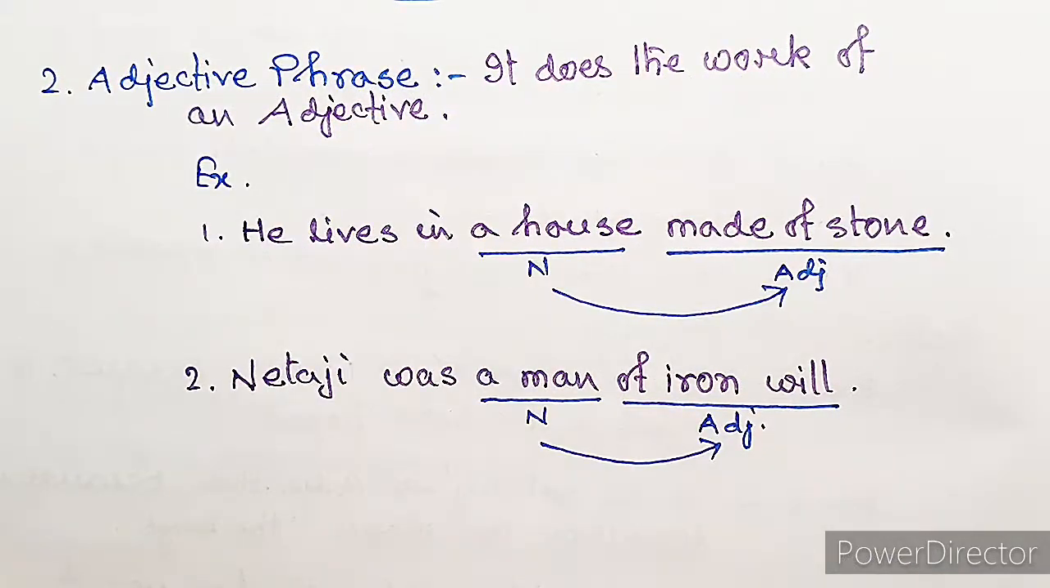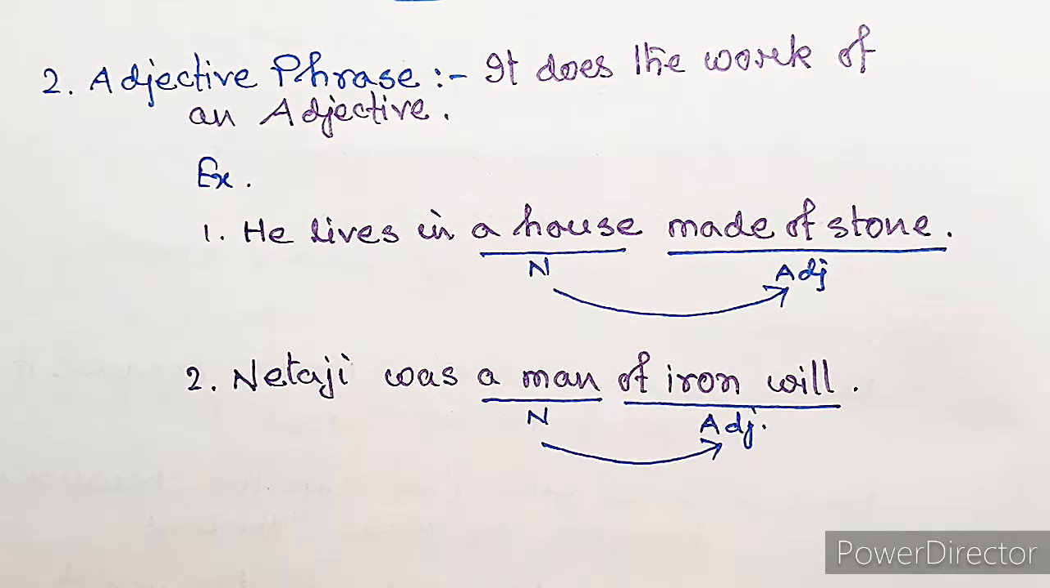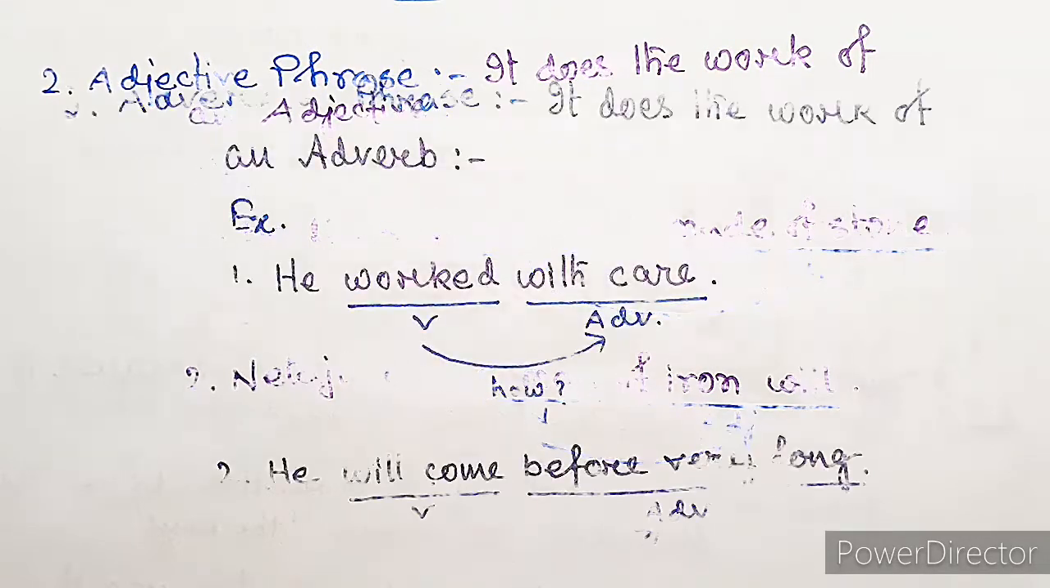Next comes the adjective phrase. It does the work of an adjective. Now note the examples. He lives in a house made of stone. Now note in this example, the expression made of stone is used to describe the noun, a house. So, it acts like an adjective. In example 2, Netaji was a man of iron will. Here the expression of iron will is used to describe the noun, a man. So, it works as an adjective.